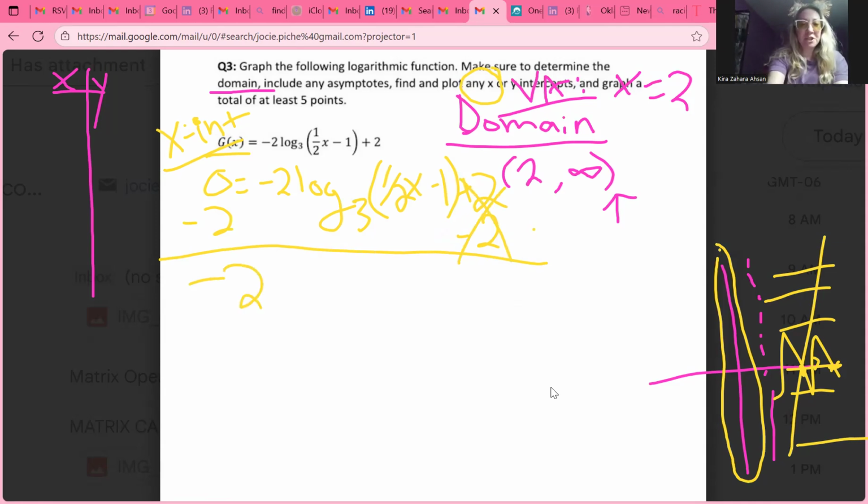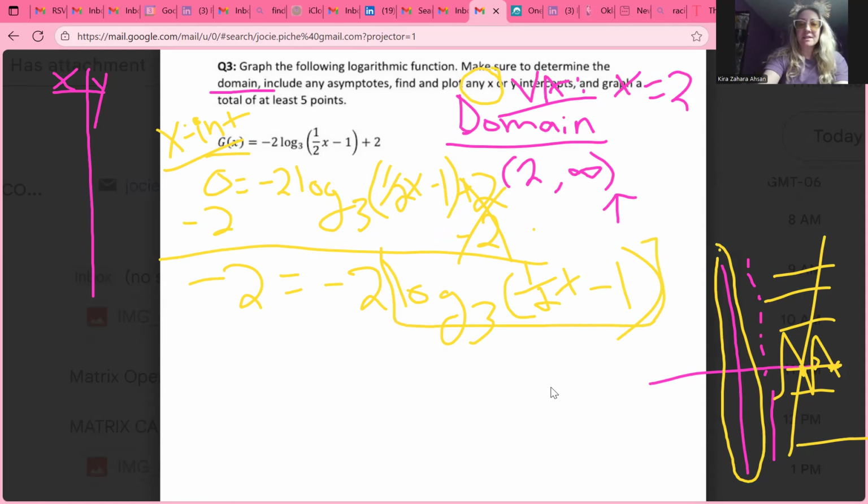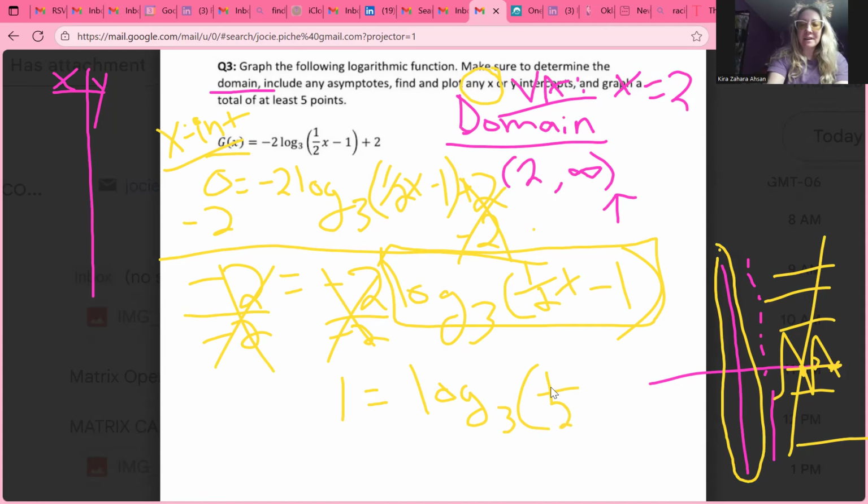So we've got negative 2 equals negative 2 log base 3 of 1/2 x minus 1. And remember, your goal is to separate this part so that you can solve. So we get rid of that negative 2 by dividing by negative 2 on both sides. And therefore, we've got positive 1 equals log base 3 of 1/2 x minus 1.